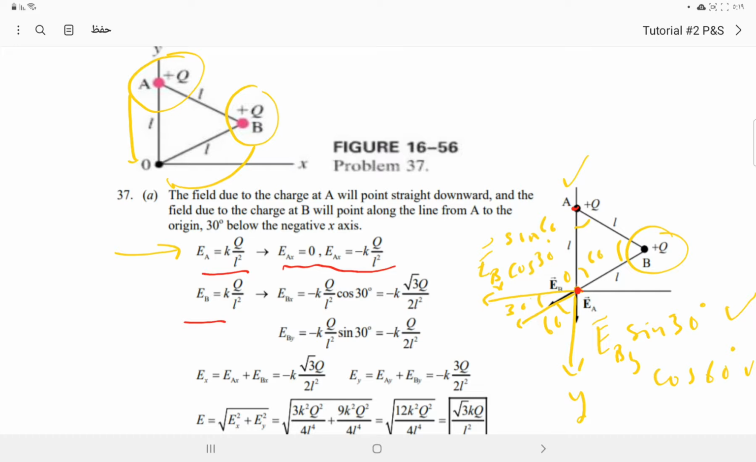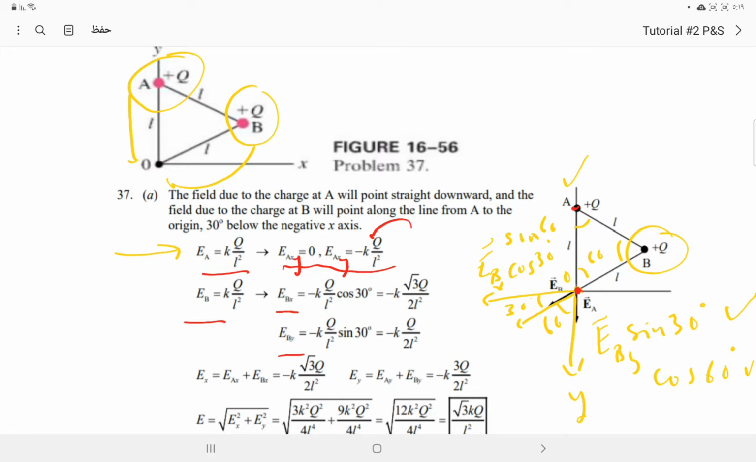Going to the point B, it has a vector with two components. So this is why we need to find EBX, and also EBY. And actually this is EAY. This is not X. It's going in the Y direction. Why is it negative? Because it's going in the minus Y direction. But as I told you, if you make the drawing, there is no need for signs here. It will be very easy for you.